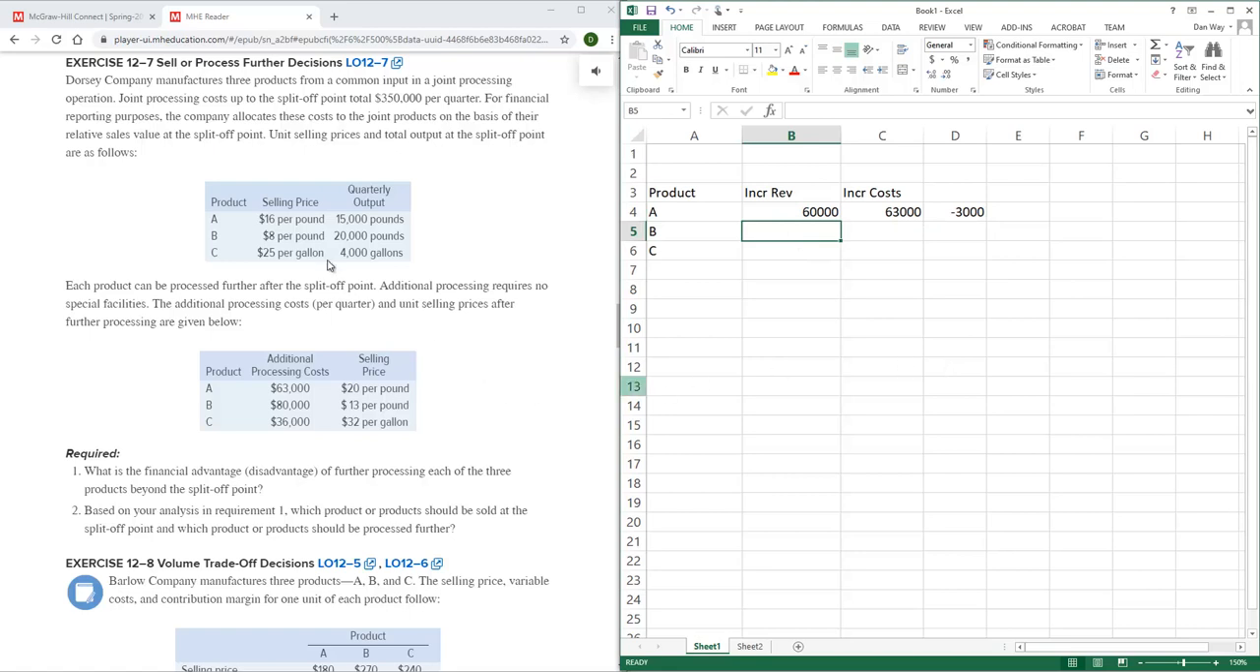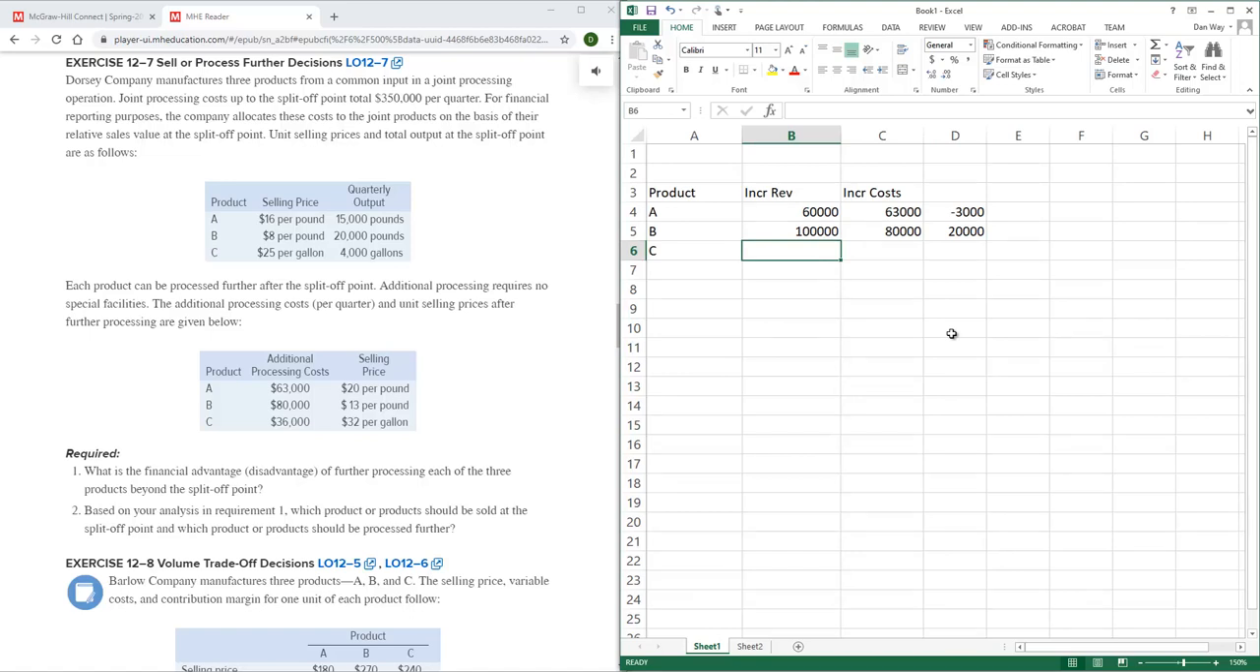Product B sells for $8 per pound at split off, or $13 per pound after additional processing. So the incremental revenue there is the $13 per pound minus the $8 per pound times the 20,000 pounds that we can produce, for a total of $100,000. That only required additional processing costs to get it there of $80,000. So the difference, or $20,000, is our potential financial advantage of doing the additional processing on product B.